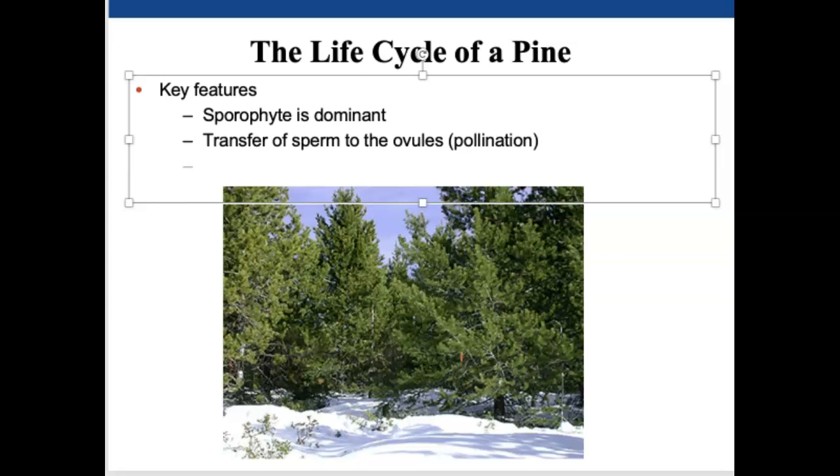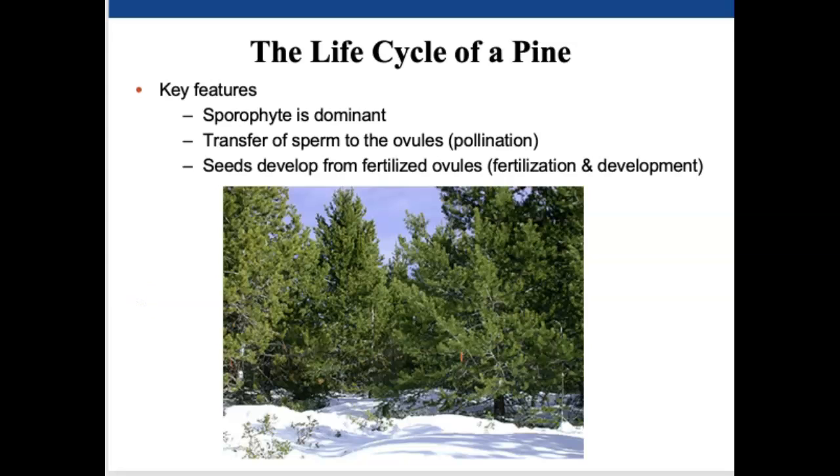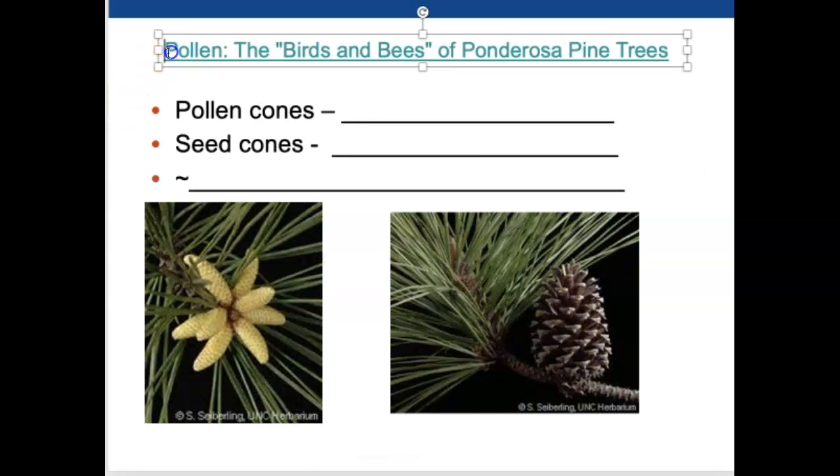And seeds develop from fertilized ovules. The only way this is going to happen is through fertilization and development. So you can have pollination, but it doesn't mean that you're going to have fertilization and development of the seed. It's an important thing. You've got to get pollinated before you can fertilize, and then hopefully you get fertilized and everything works out.